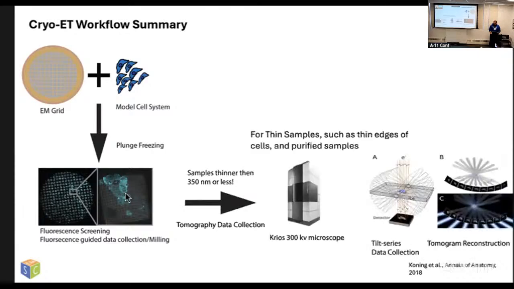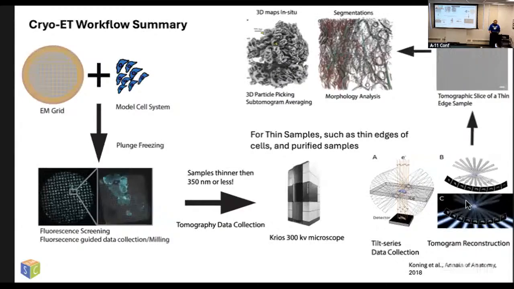And this is kind of what gets into cryoplan. Ideally, if your sample's 350 nanometers or less, 500 is a little too thick, you put it in the Rios and collect the tomography data set, basically a tilt series. You can back project that into a 3D volume, or a tomogram. And then from there, you can take the tomogram and do downstream analysis.